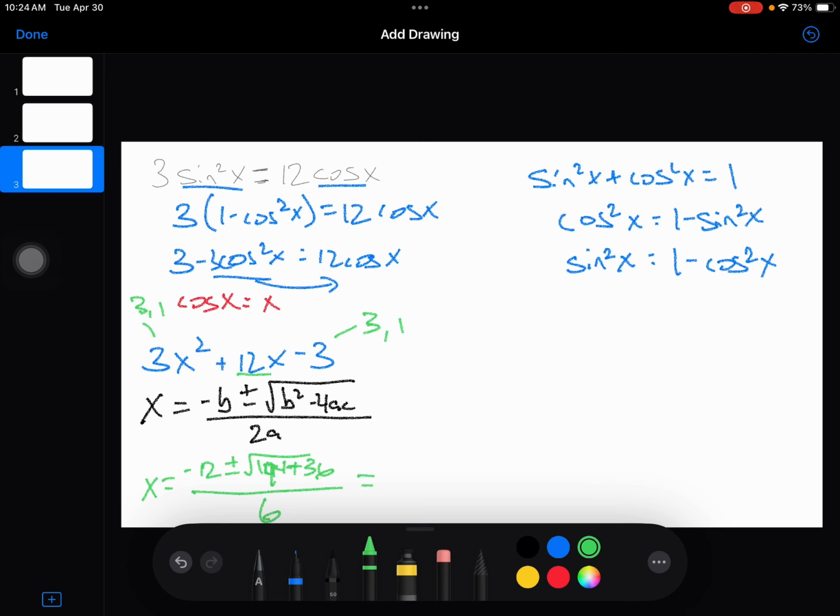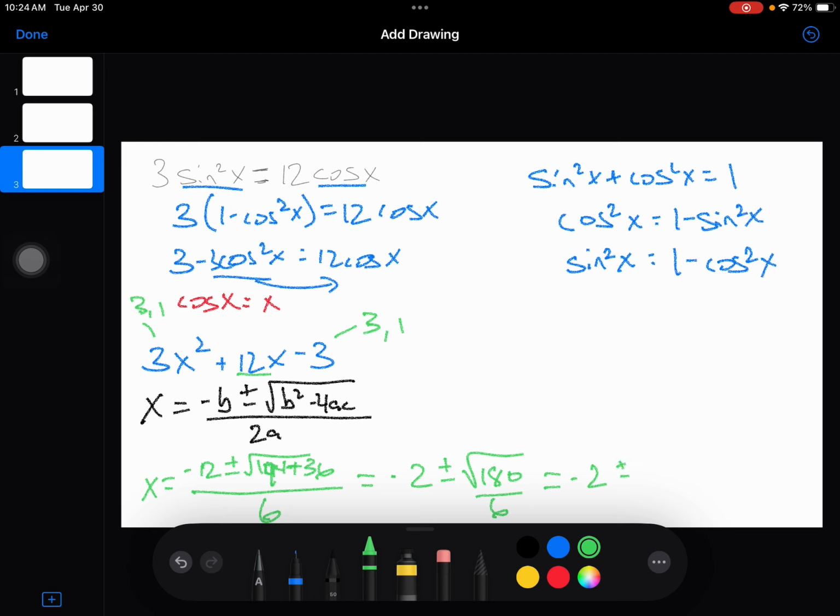We're going to get the first part here, negative 12 divided by 6 is negative 2. And we'll have plus or minus 144 plus 6 is 150. 150 plus 30 is 180. That's going to be divided by 6. We're going to carry that out. Do some things with our radicals here. We're going to have plus or minus.